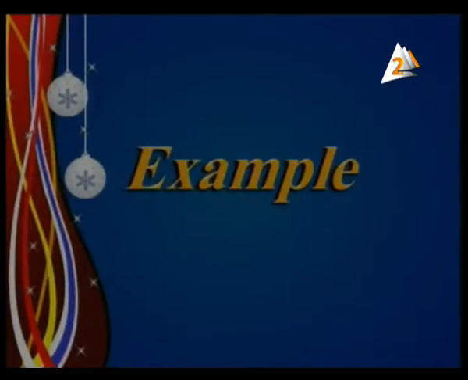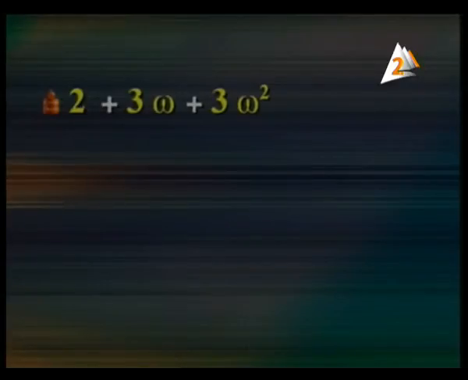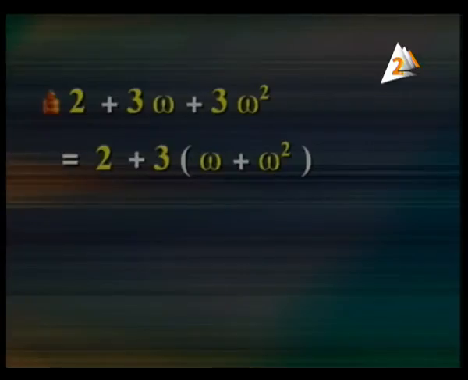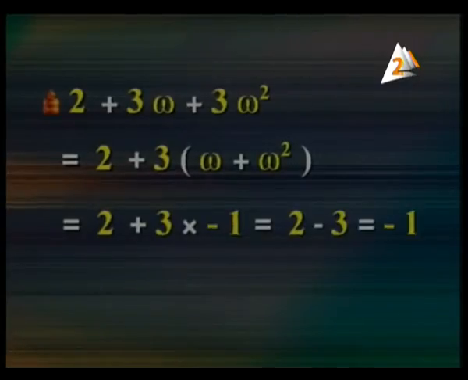Look, dear student, an important example. What is the value of 2 plus 3 omega plus 3 omega squared? Look, we have 2 plus 3 omega plus 3 omega squared. By taking the highest common factor 3, the answer is 2 plus 3 times omega plus omega squared. What is the value of omega plus omega squared, dear student? Yes, excellent student, negative 1. Therefore, 2 plus 3 times negative 1 equals 2 minus 3 equals negative 1.